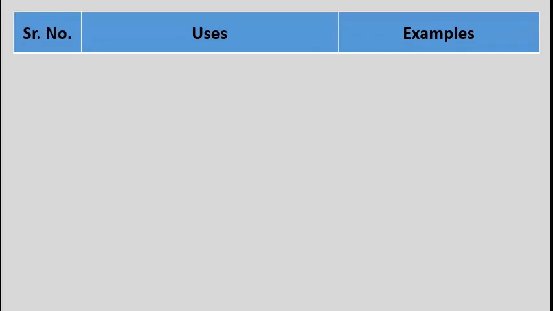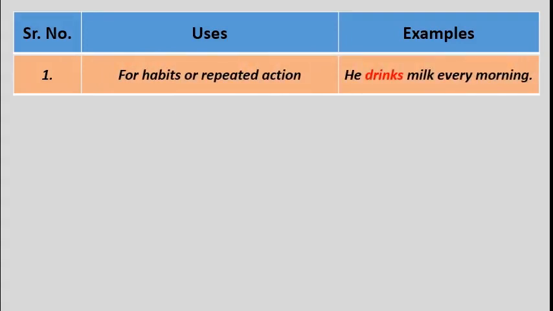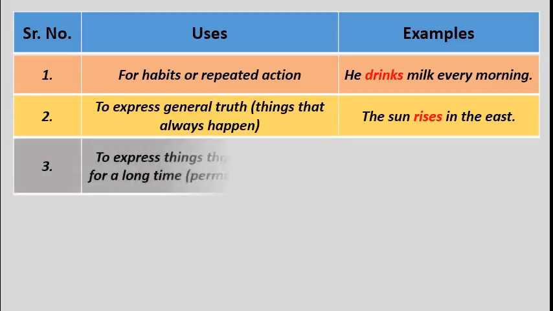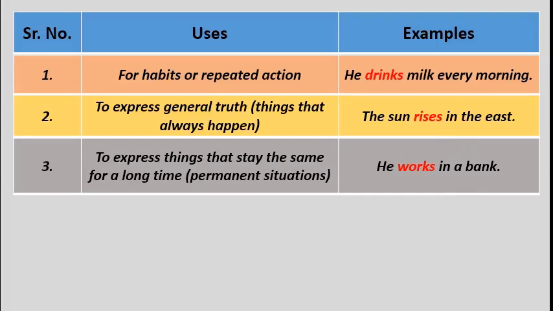Now let's see the uses of simple present tense with examples. Number 1. It is used for habits or repeated action. For example, he drinks milk every morning. Number 2. To express general truth, means that thing always happens. For example, the sun rises in the east. Number 3. To express things that stay the same for a long time, means permanent situations. For example, he works in a bank.